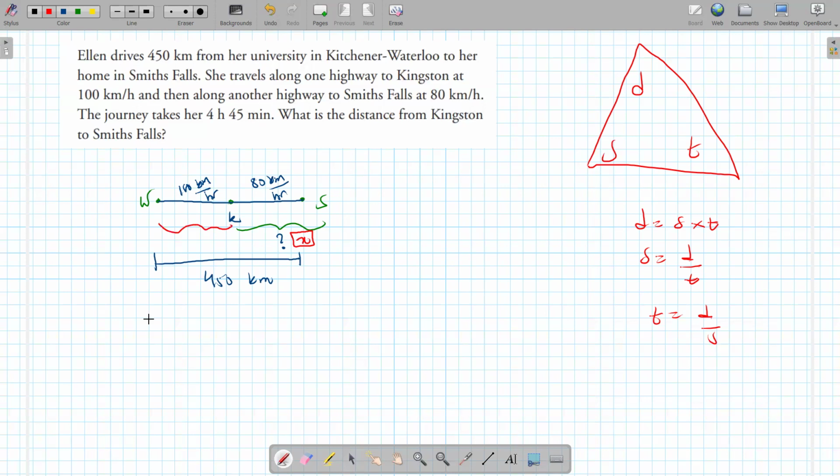Remember, the total distance is 450. 450 minus x. Now, they've given us time, and they've also given us speed. Let's come up with an equation for time.